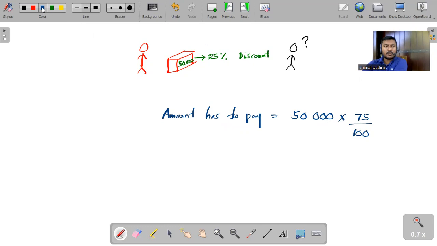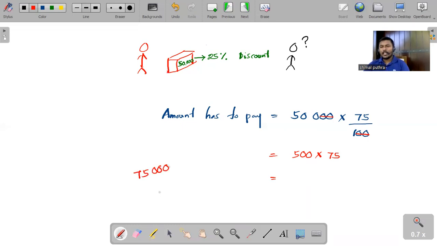But within one step, I'm going to find the amount that I have to pay to the owner. Then 50,000 into 75 over 100. The zeros and zeros are cancelled. That means this is equal to 500 into 75. If I have to multiply by 500, just multiply 75 by the 1000. Just forget about 500. So that is equal to 75,000.